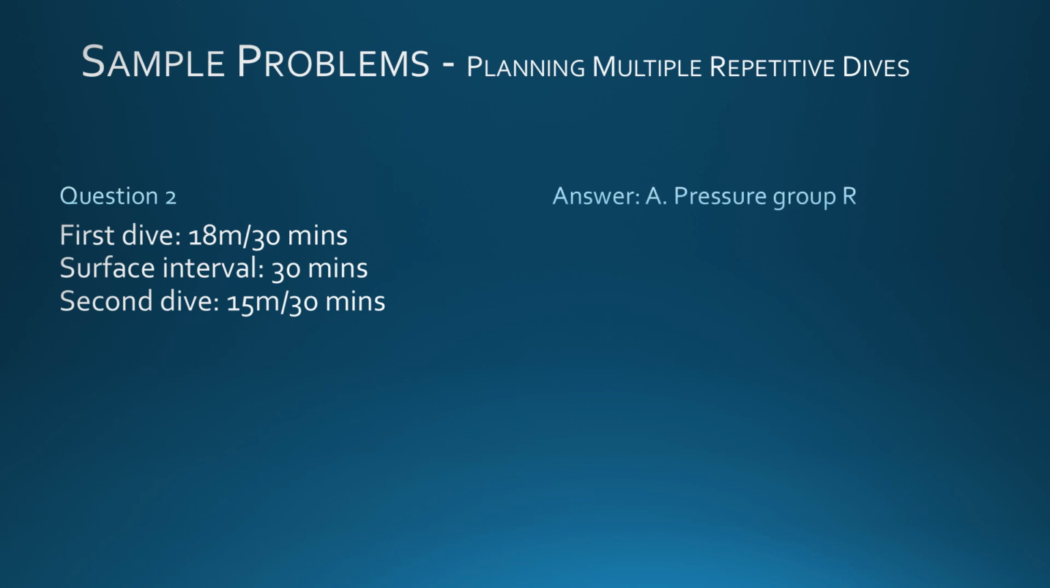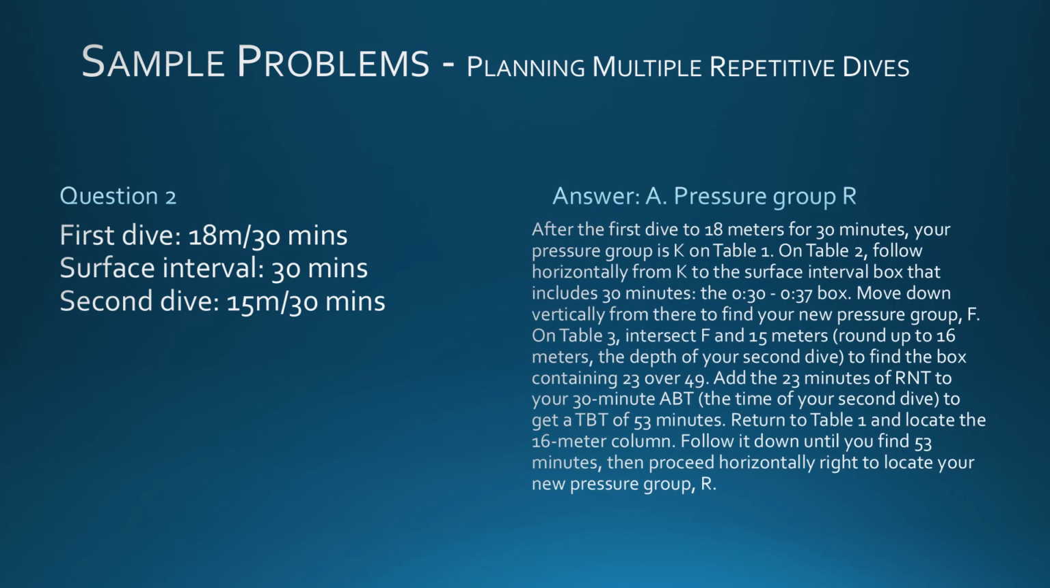The answer is A, pressure group R. After the first dive to 18 meters for 30 minutes, your pressure group is K on Table 1. On Table 2, follow horizontally from K to the surface interval box that includes 30 minutes, the 30 through 37 minute box. Move down vertically from there to find your new pressure group, F. On Table 3, intersect F and 15 meters. Round up to 16 meters, the depth of your second dive, to find the box containing 23 over 49.